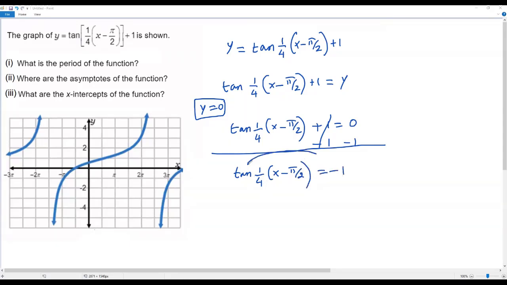If I move this tan to the other side, because my aim is to get the value of x, so for that I have to isolate x, it will become arctan or tan inverse. That means 1 over 4 times (x minus pi over 2) equals tan inverse of negative 1. Okay, so now we have to get the angle measure which is equal to tan inverse of negative 1.